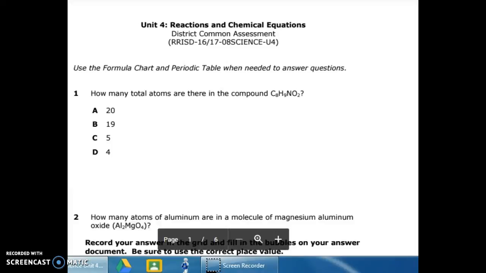Okay, this is the Unit 4 DCA, Reactions and Chemical Equations. Make sure you have the periodic table in case you need it to answer any questions.